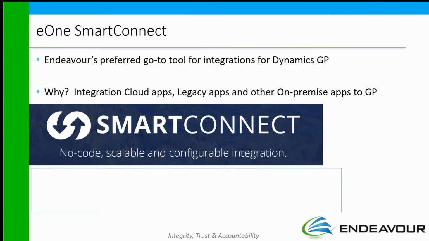Thanks, Naomi. So last but not least, eOne SmartConnect. SmartConnect is Endeavour's preferred go-to tool for integrations. There are others on the market. We're most comfortable with SmartConnect and find that it's been working the best for Endeavour's needs for integrations on behalf of clients. And it has the tools to not only do the integrations, but also follow the bouncing balls. So if something does not synchronize now or in the future, then there's a variety of logs and tools to help you figure out what went wrong, to modify and make adjustments.